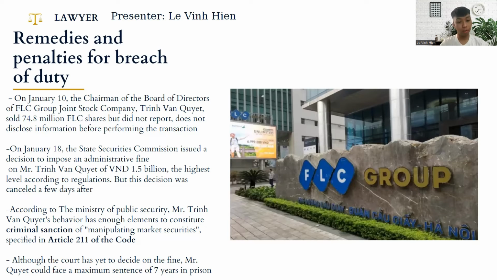So, as background, on March 29th, the Criminal Investigation Agency of the Ministry of Public Security issued a decision to prosecute the defendant and an arrest warrant for Mr. Quyết. At the same time, this agency also searched the homes and workplaces of the subjects involved. So Mr. Quyết may face the maximum penalty of 7 years of imprisonment and may also be fined up to 1.5 billion Vietnam dong as the highest fine in the regulations. So moving next.